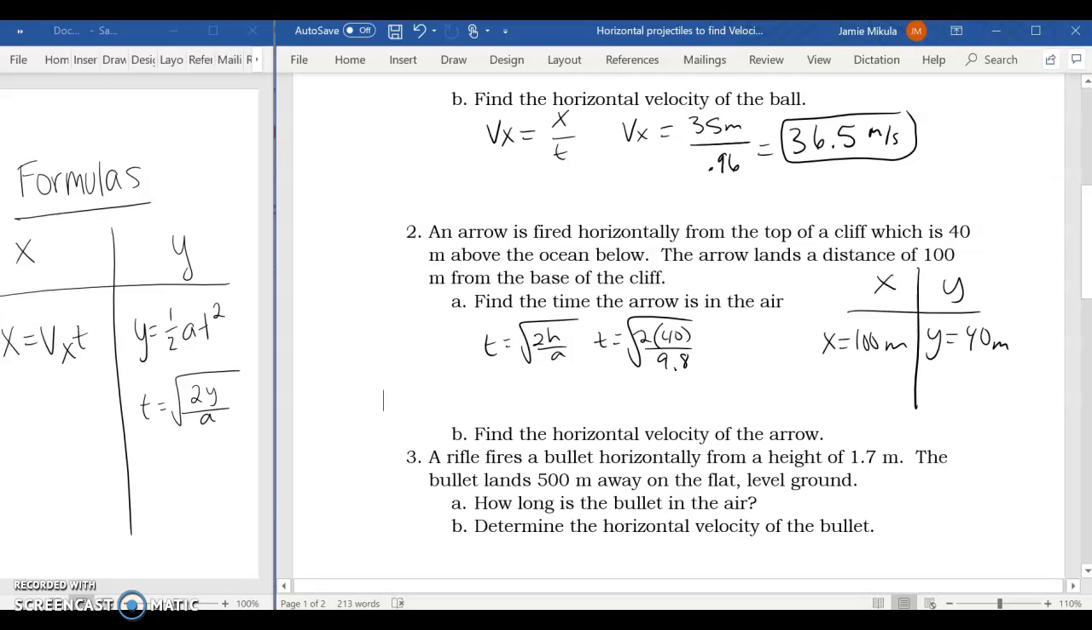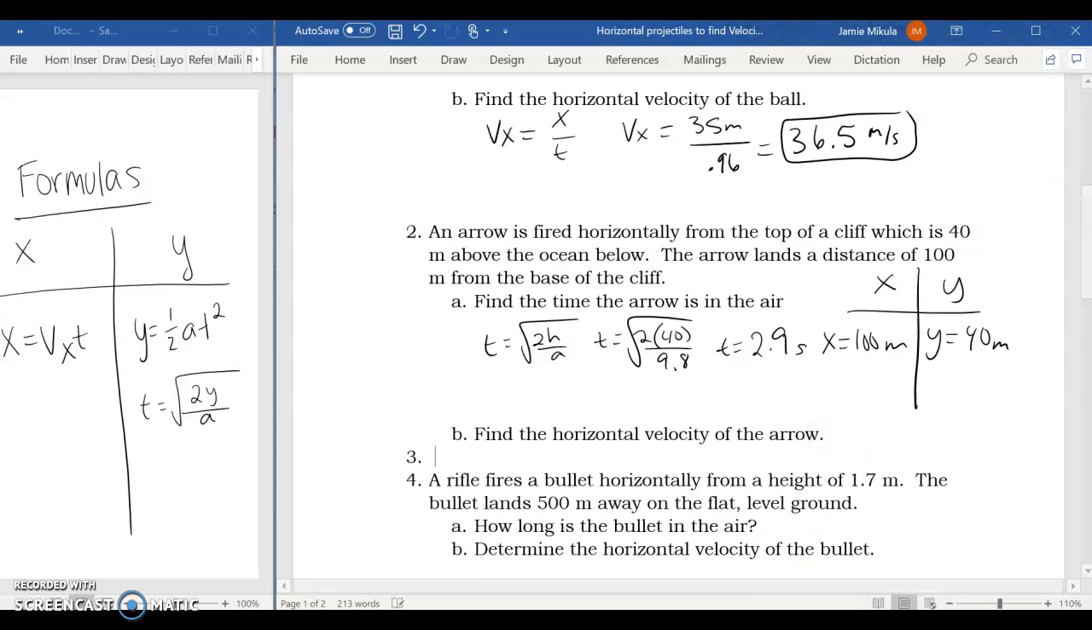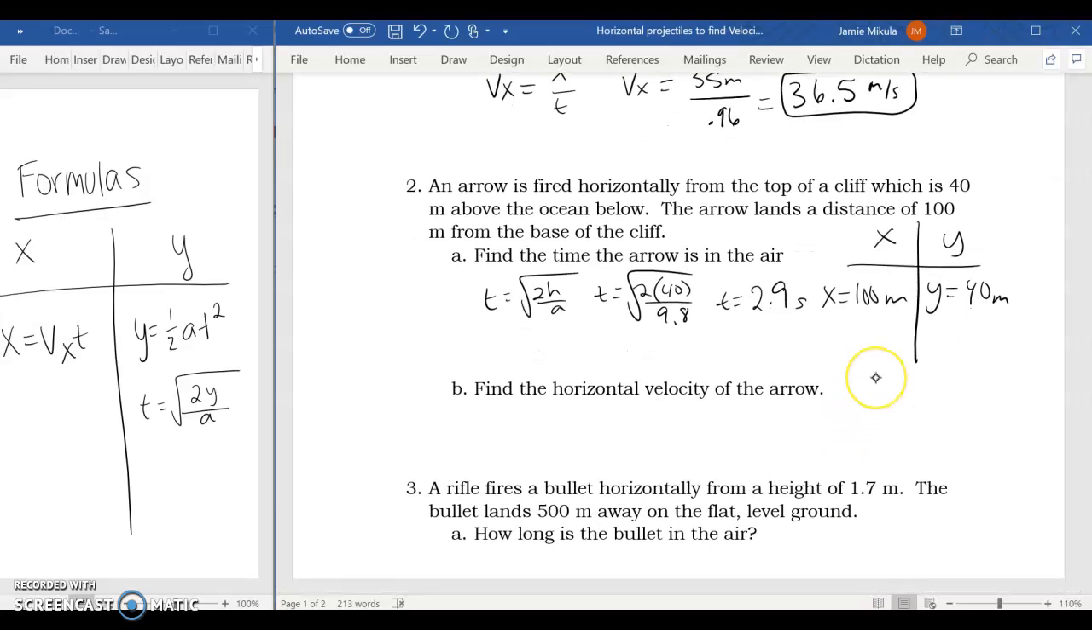2 times 40 divided by 9.8. So take the square root of that is 2.85. So I'm going to round to 2.9 seconds. And then it wants to know the horizontal velocity. Well, that is going to be the Vx equals x over t. Okay, so Vx equals x is 100, t was 2.9, so 100 divided by 2.9 is 34.5. And that's going to be meters per second.